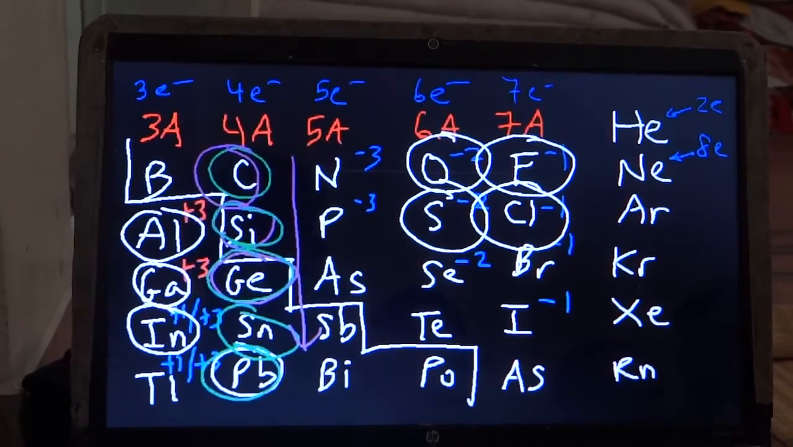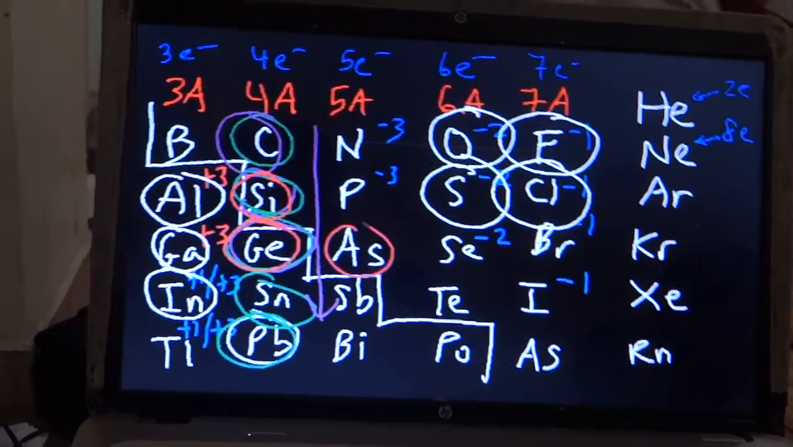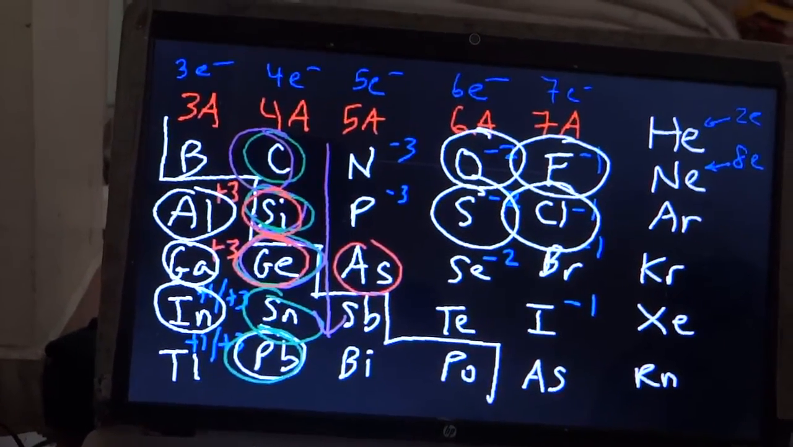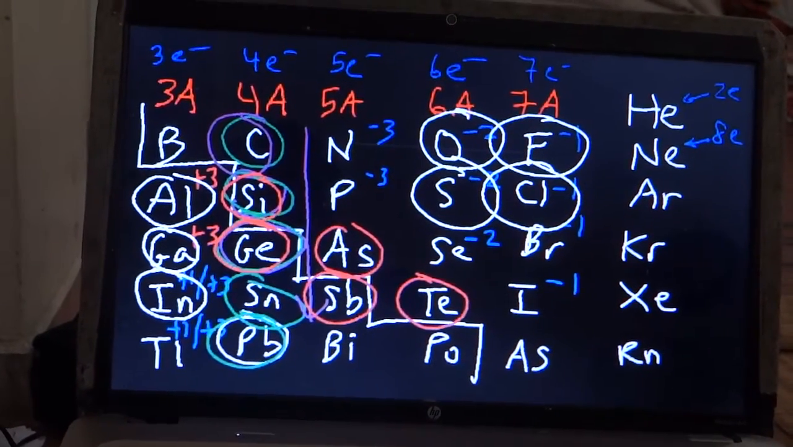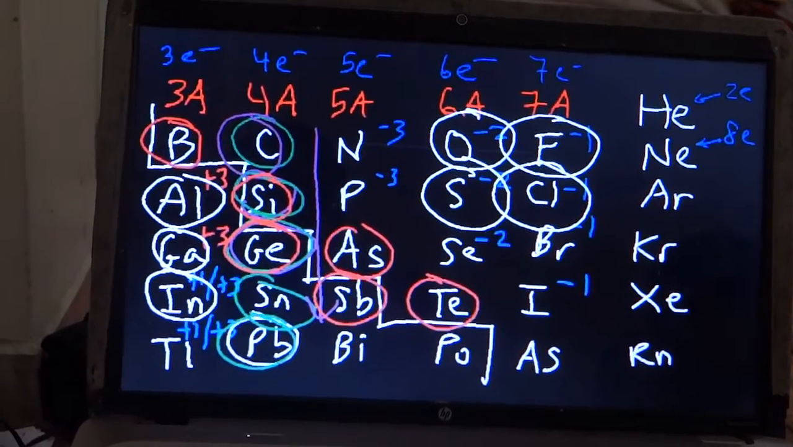So the metalloids are silicon, germanium, arsenic, antimony, and tellurium. Boron, for the most part, is considered to be a metalloid, but the most common are silicon and germanium.